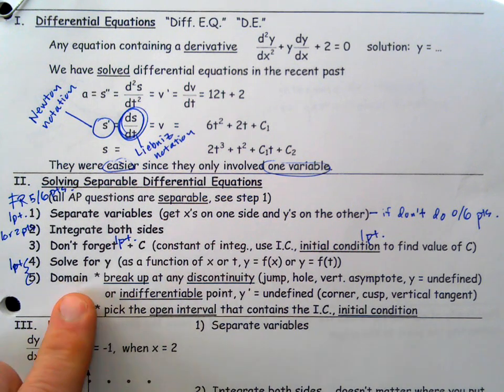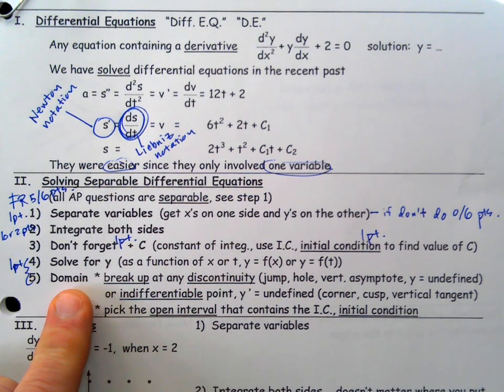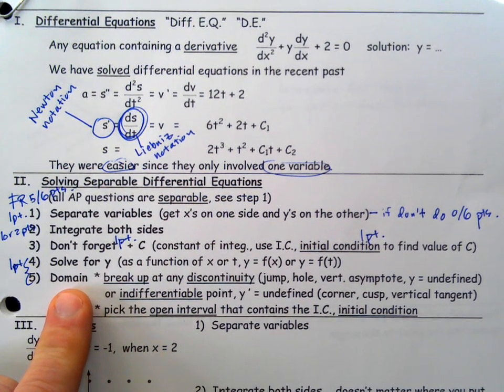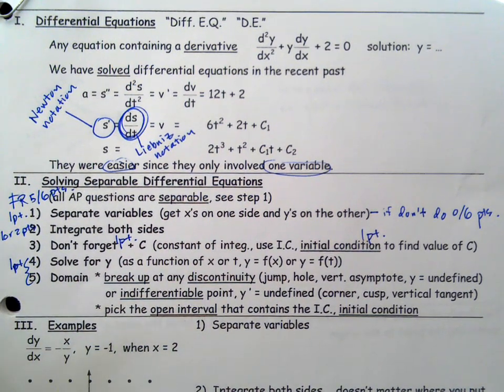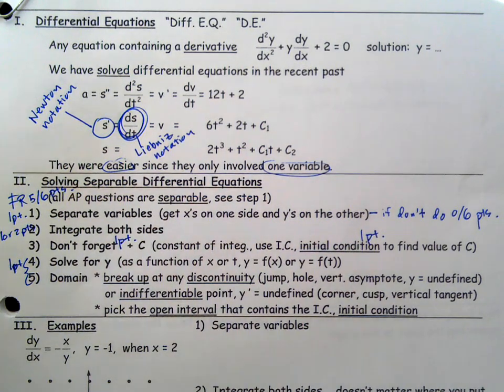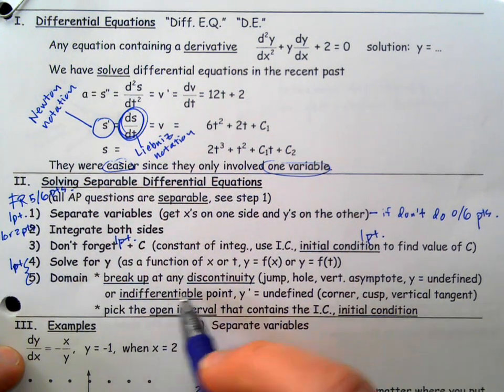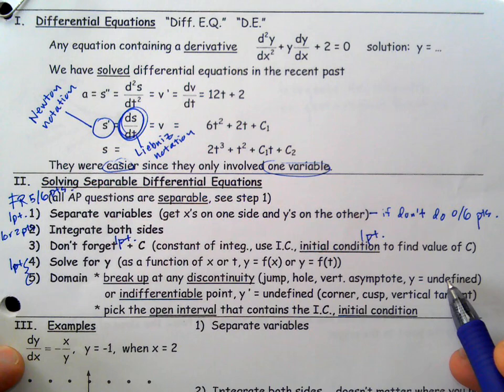Now, the other thing that I've been mentioning is that you need to make sure you include the domain in your answers for the solutions from differential equations. This is not usually a requirement for other problems, but you need it. It's kind of like, this is my answer, and the domain is saying this is where you're allowed to use it. So we're not allowed to use it at any places where the equation's domain doesn't exist like normal, so you have to break it up at any discontinuity like normal.